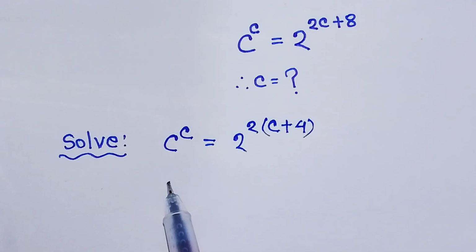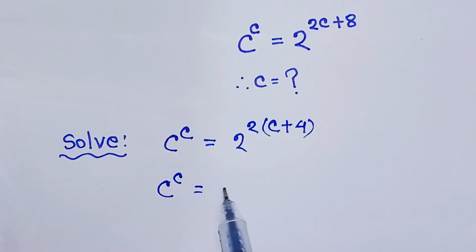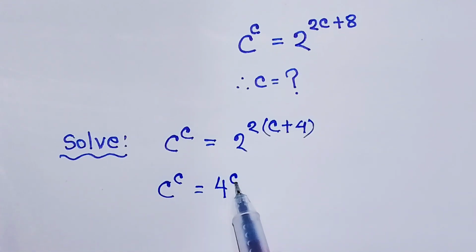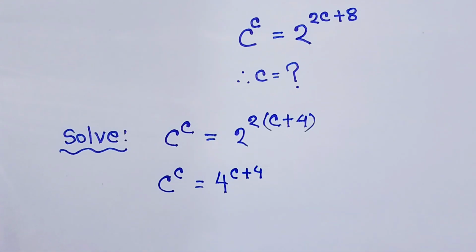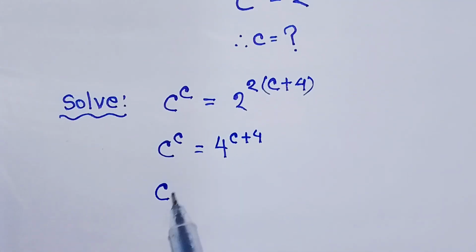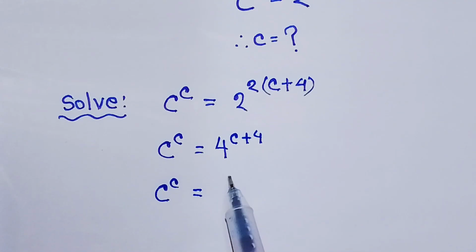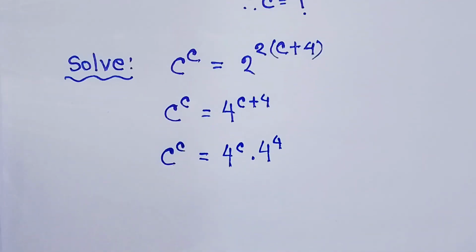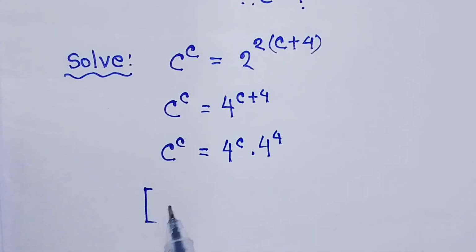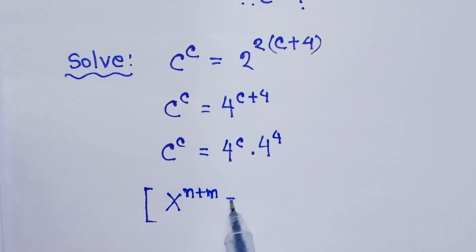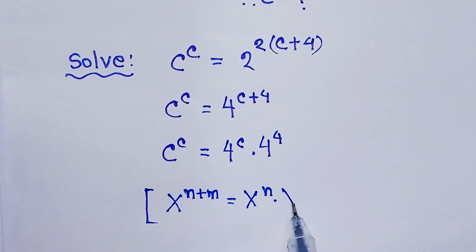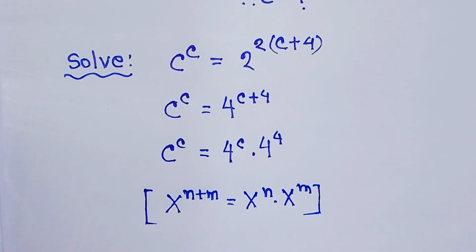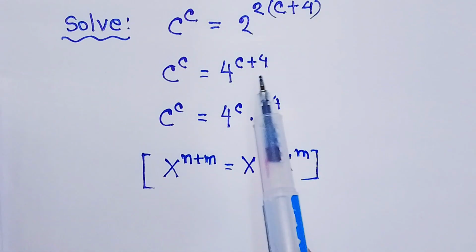So after that we can write c to the power c equals 2 squared, which is 4, and c plus 4 is the power. After that we can easily write c to the power c equals 4 to the power c times 4 to the power 4. Here we are using the exponential formula x to the power n plus m equals x to the power n times x to the power m. After applying this formula we get this.